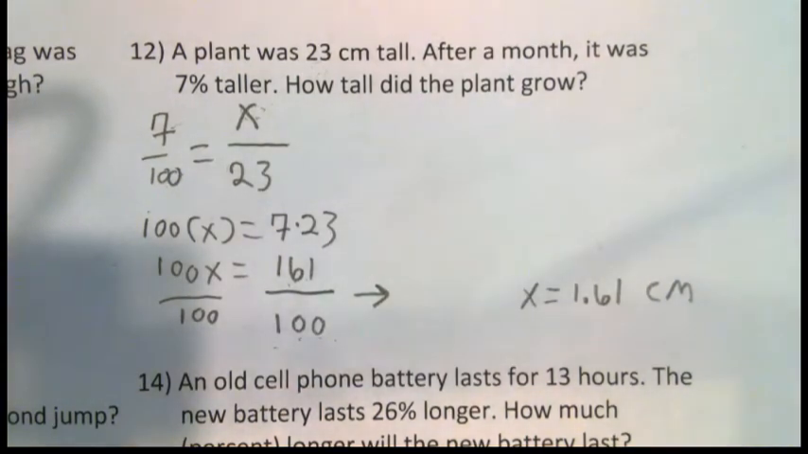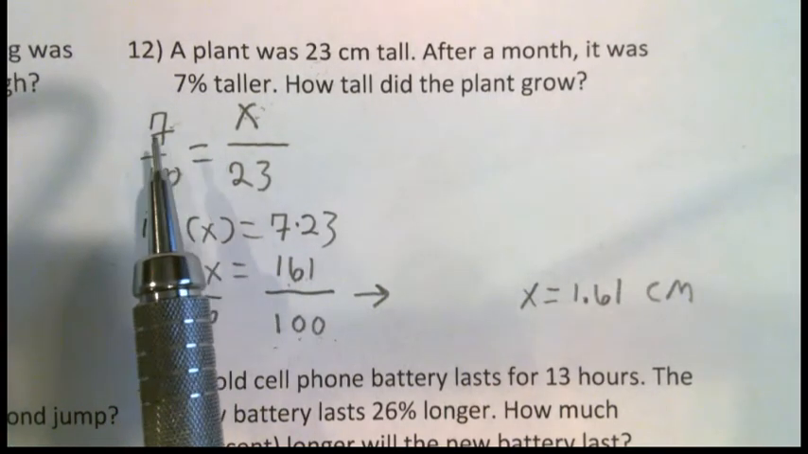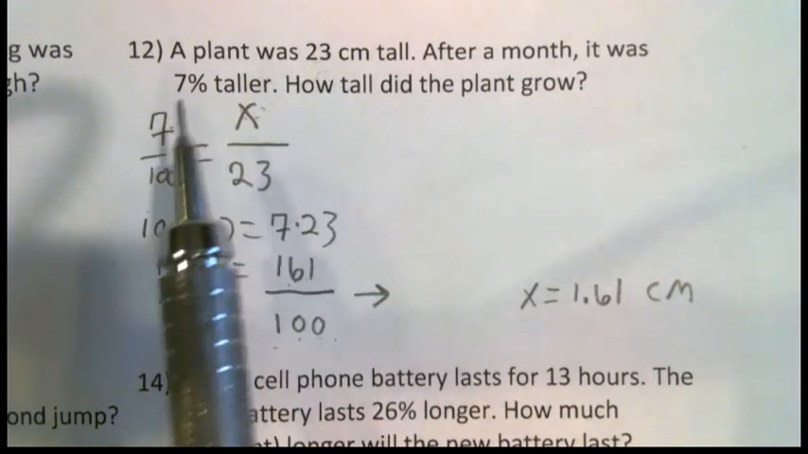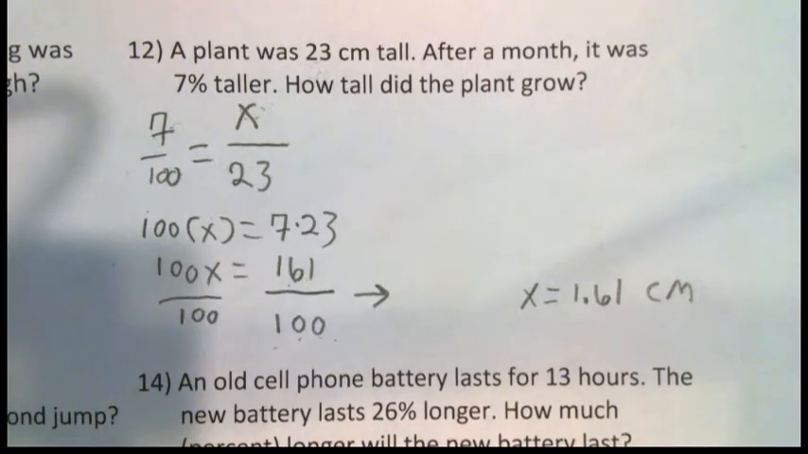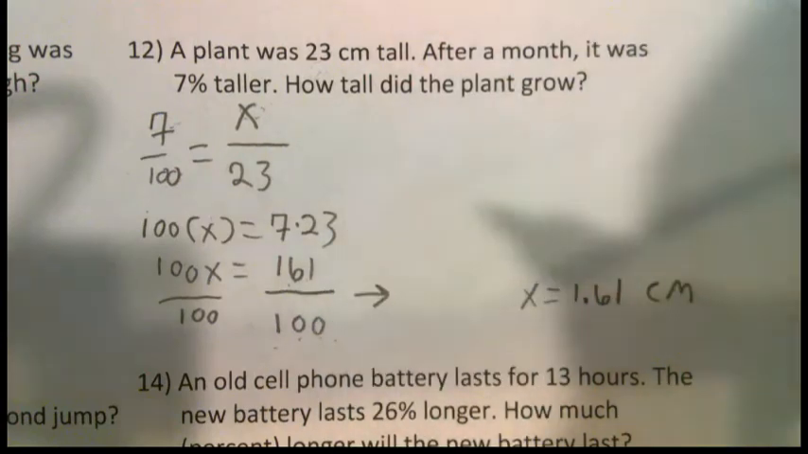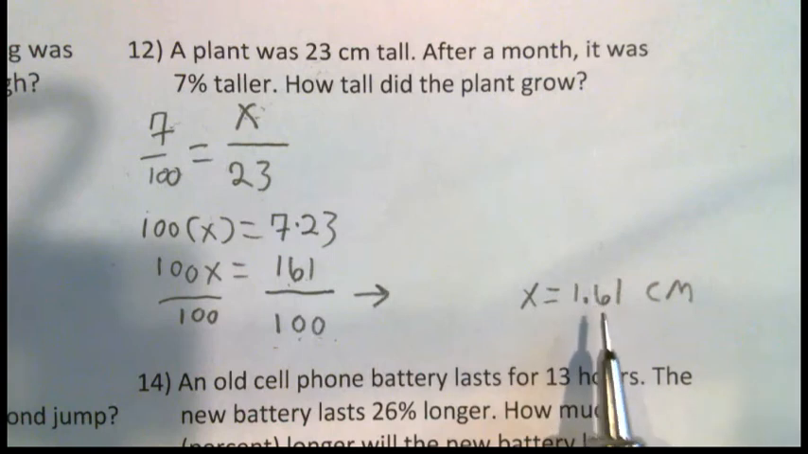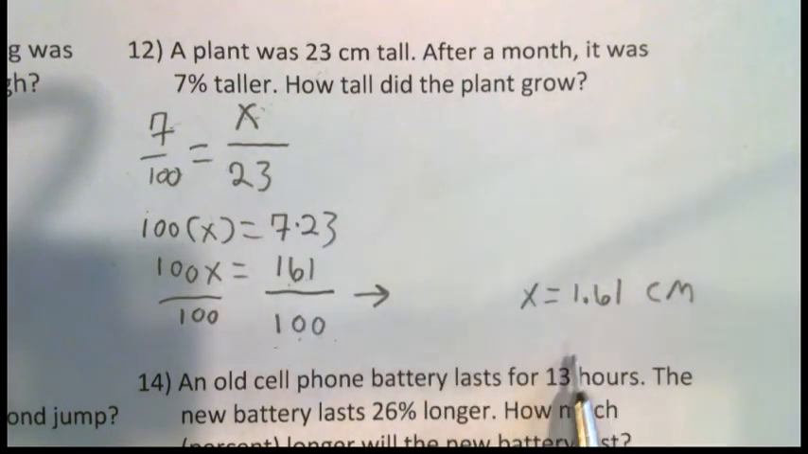You could have also done 107%. 100% represents the original 23 centimeters. The 7% represents the growth. After cross multiplying and solving, you would have the total height, the 23 plus the 1.61, already combined for you. Since we only want to know how tall the plant grew, we are good.